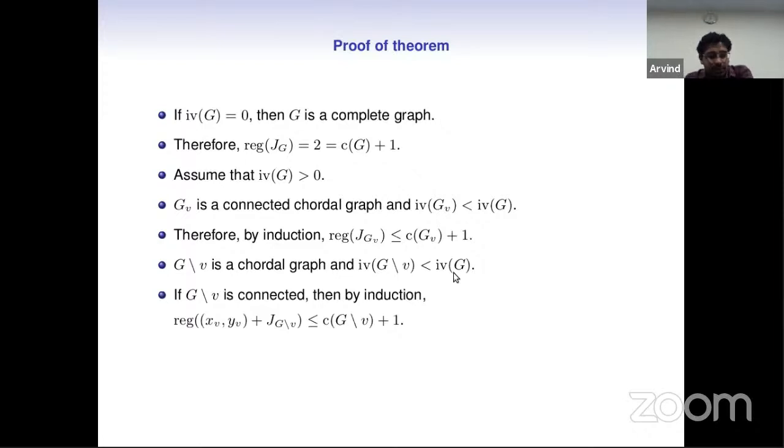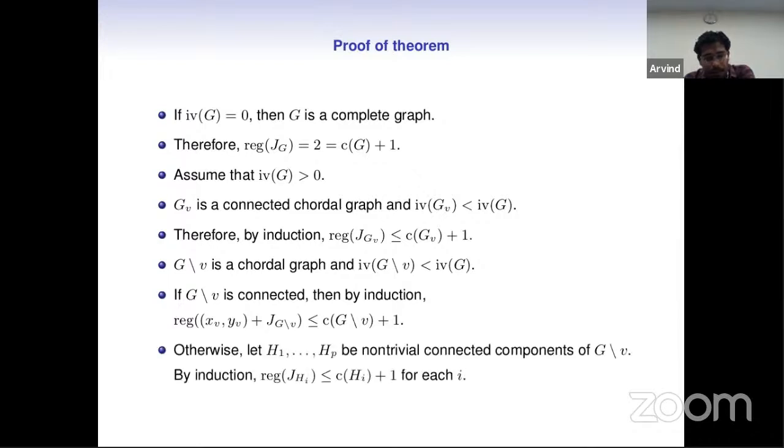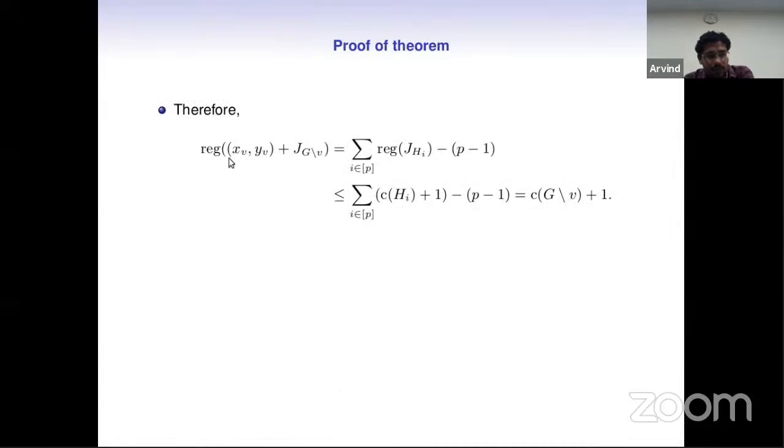So we have two cases. If G without v is connected, in that case by induction the regularity is bounded above by the number of maximal cliques of G without v plus 1. Otherwise, let H_1 up to H_p be the non-trivial connected components of G without v. In each case, by induction, the regularity of the binomial ideal of H_i is bounded above by c(H_i) plus 1. Therefore, the regularity of this ideal is equal to the regularity of the sum of J_{H_i}, i belongs to p, minus (p minus 1). And we can see that this sum is basically the number of maximal cliques of G minus v plus 1. So in both cases, the regularity of this ideal is bounded by the number of maximal cliques of G without v plus 1.